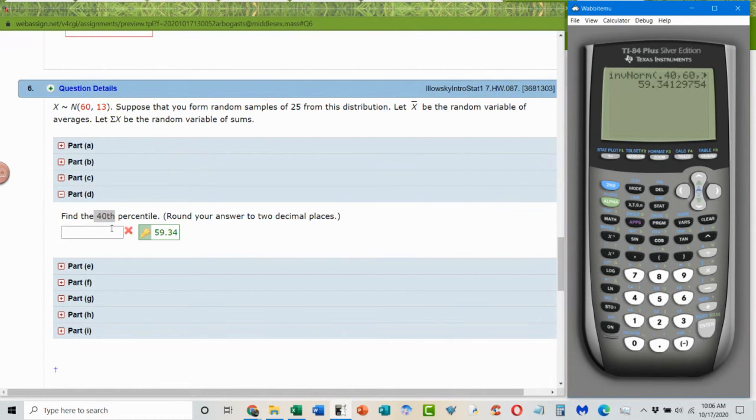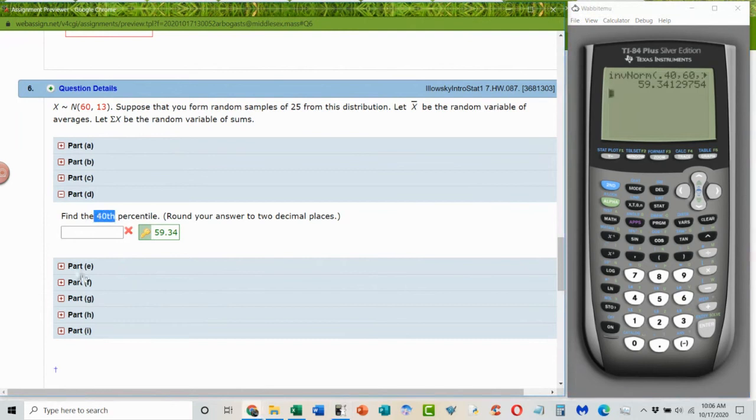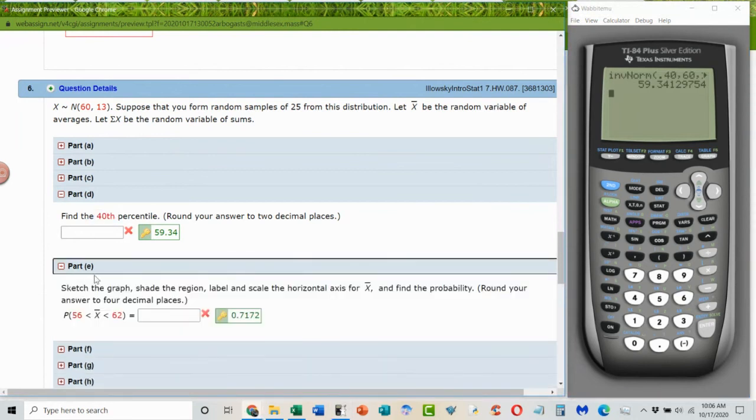Because they're asking about percentiles, that's the area under the curve. If they'd said 40% of the values are greater than what, then you would have had to do it with 60%. It would have been the 60th percentile. But because they're asking for the 40th percentile, we don't have to do any extra thinking.